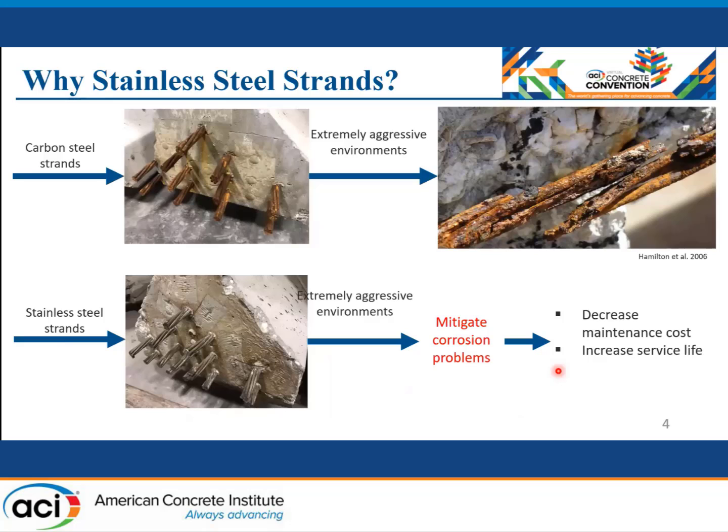The question is, why stainless steel strands? Because they are corrosion resistant. If you use carbon steel strands, those strands are susceptible to corrosion, and corrosion is one of the major challenges facing the transportation industry. If your girder is in an extremely aggressive environment, then you may lose some of the capacity due to corrosion of the strand.